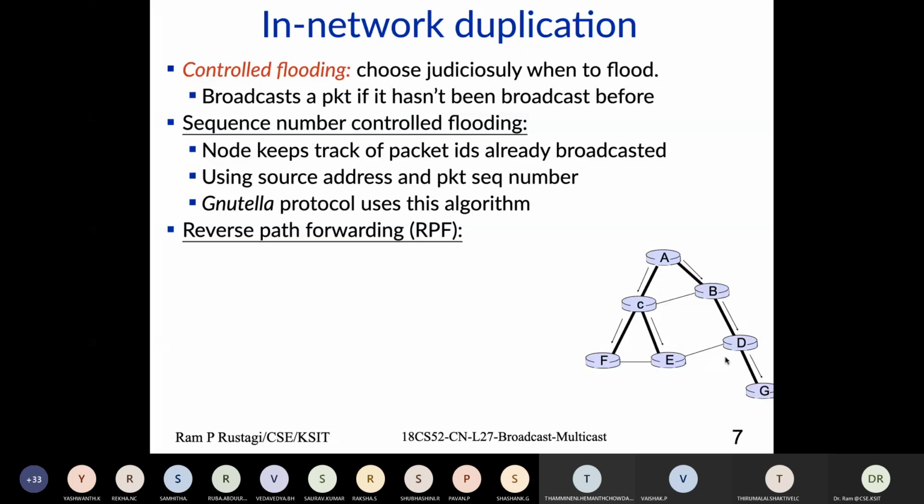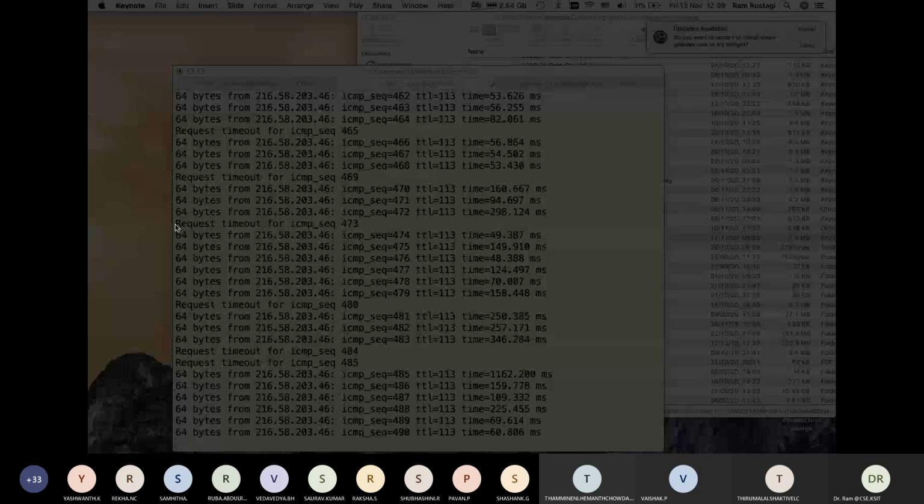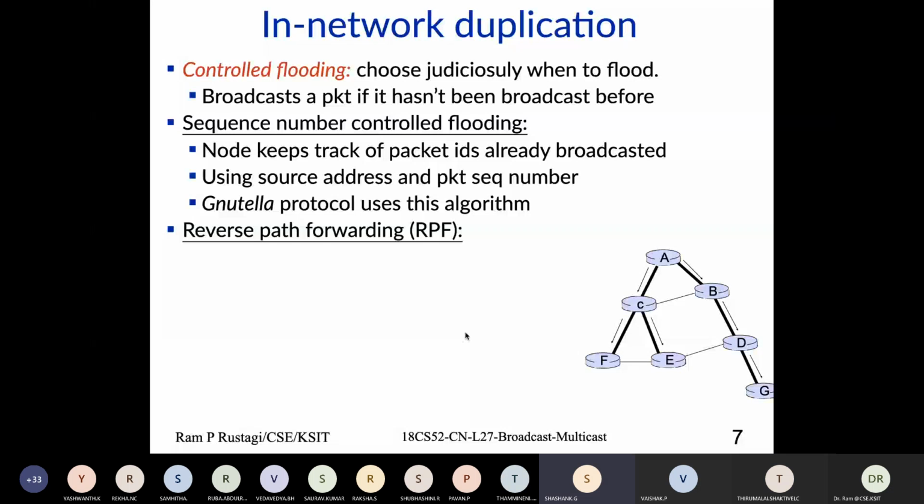Are you still seeing a voice loss or is the voice still okay? Can somebody answer? Can you still hear me properly? Sir, sometimes the voice is getting lost. Yes, I see some packet loss. So if you see it, ask me to repeat, because the college network is down, so I'm using my own connection. If it gets lost, let me know and I'll repeat. So let me repeat.